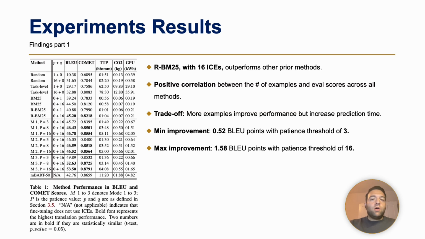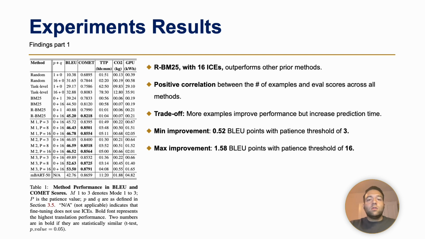We compared methods from previous studies, including random sampling, task level sampling, BM25, RBM25, and a fine-tuned MBART 50 model. Details on how we implemented these models are available in our paper. As shown in Table 1, RBM25 with 16 examples outperforms the other methods and is the best performing approach in the literature, which is why we chose it as our baseline.